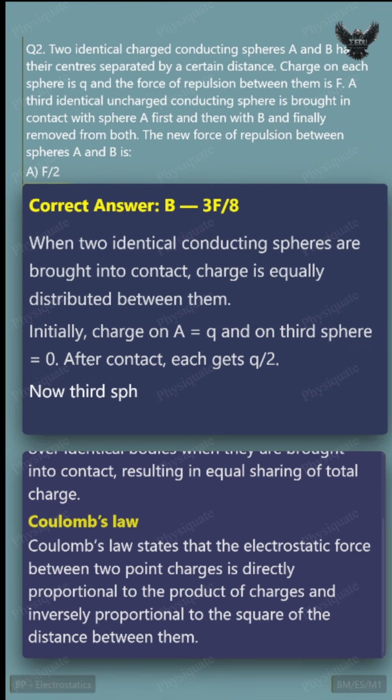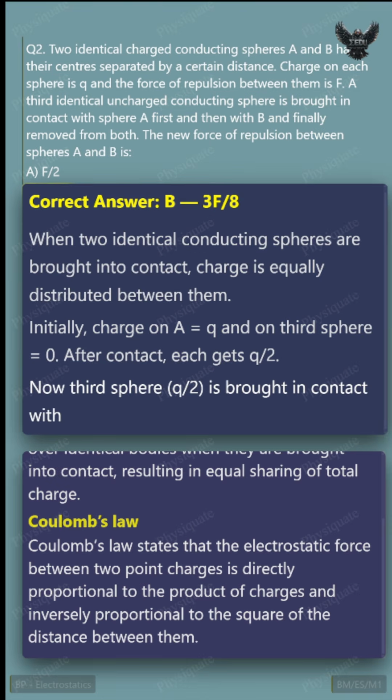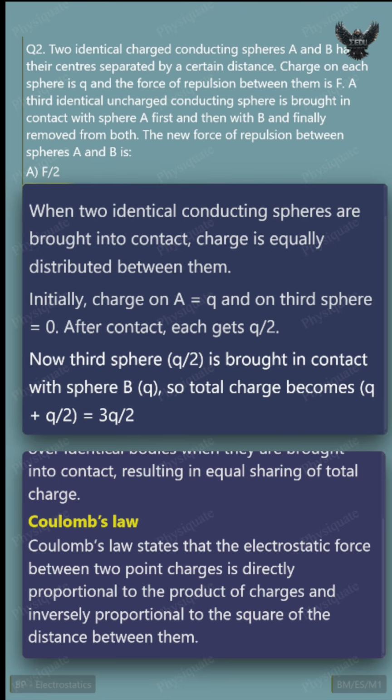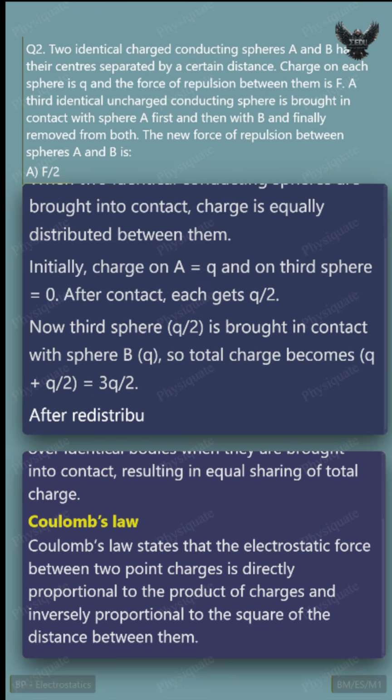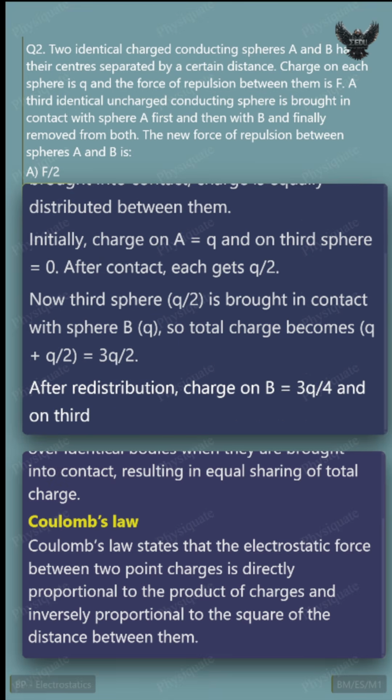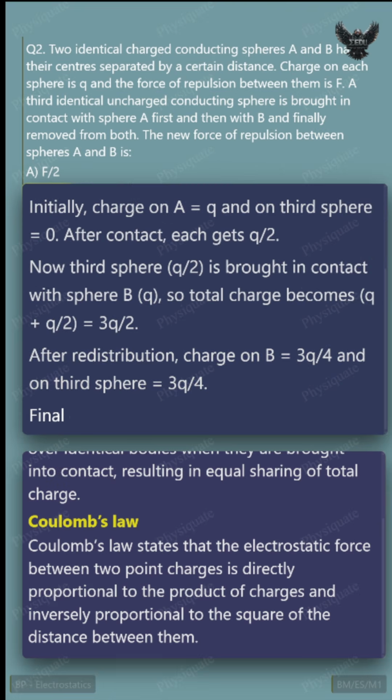Now third sphere, Q divided by 2, is brought in contact with sphere B, Q, so total charge becomes Q plus Q divided by 2, equals 3Q divided by 2. After redistribution, charge on B equals 3Q divided by 4 and on third sphere equals 3Q divided by 4. Final charges, A equals Q divided by 2 and B equals 3Q divided by 4.